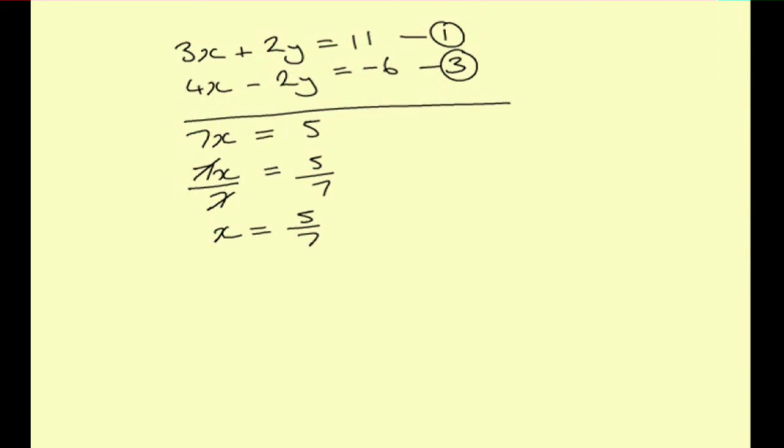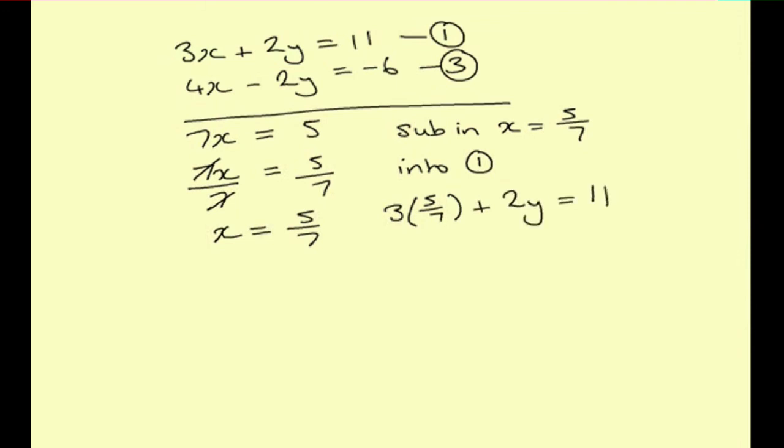So now what we need to do is substitute x equals 5/7 into one of the equations. So for example, equation 1. So we sub in x equals 5/7 into equation 1. So you've got 3 brackets 5/7 plus 2y equals 11 there. So 3 multiplied by 5/7, that's 2 and 1/7 plus 2y equals 11. So now what we need to do is take 2 and 1/7 away from both sides.